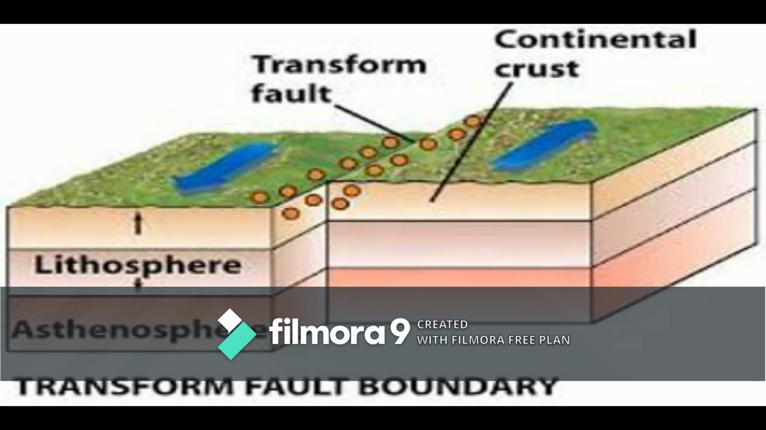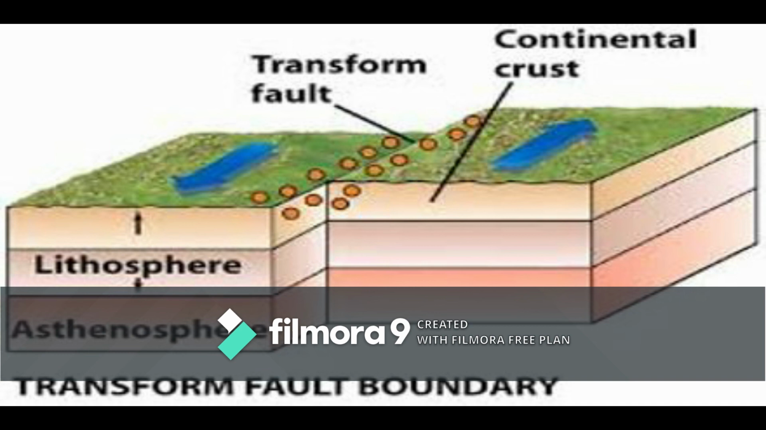Transform plate movements result in no landforms. Transform plate boundaries are the areas where tectonic plates slide past each other, resulting in tremendous stress accumulating. This is eventually released in the form of violent earthquakes. This movement involves the process of faulting and shear force, causing earthquakes and fractures, or strike-slip faults.